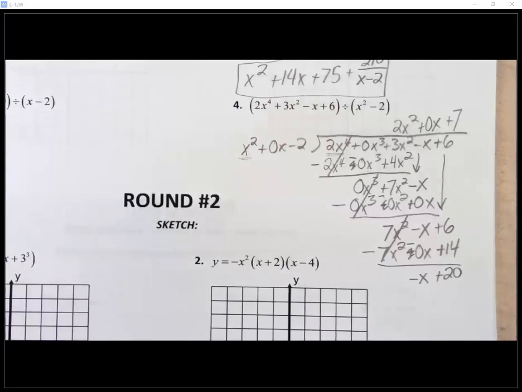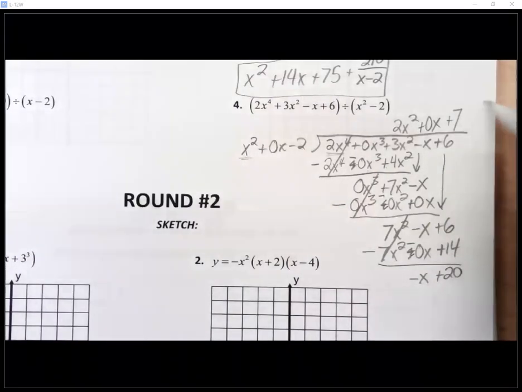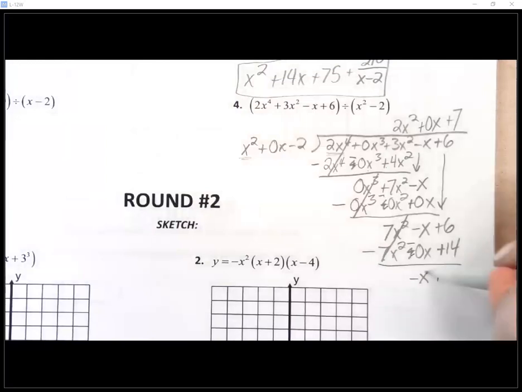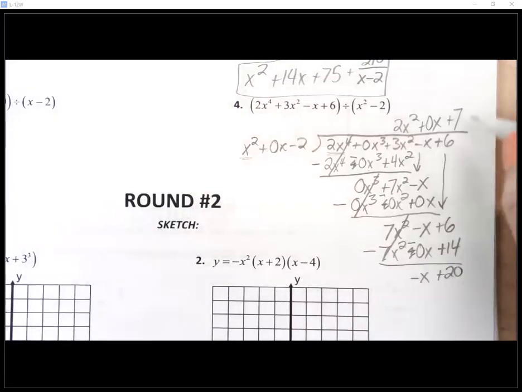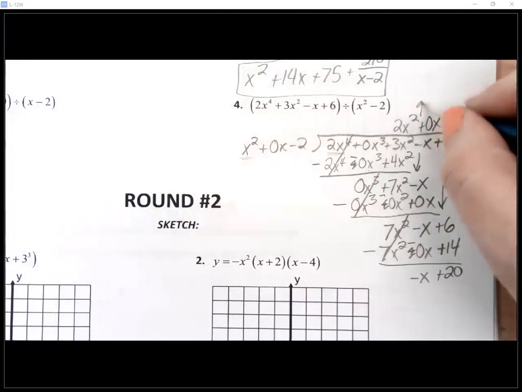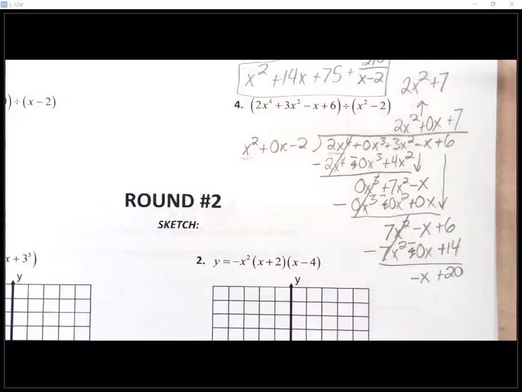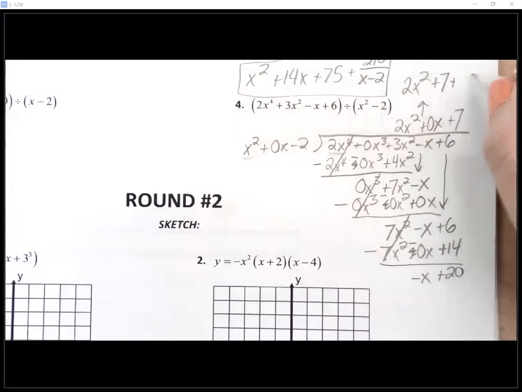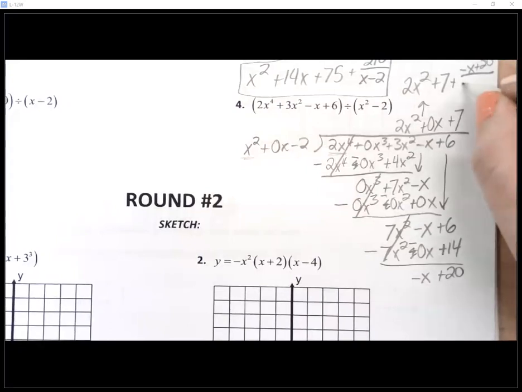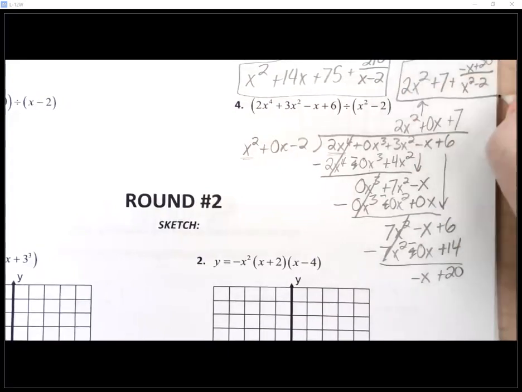This one's kind of weird because this remainder is a binomial. So normally I would just write minus and then the remainder on top. But since it's a binomial, I'm going to write it like this. I'm going to stick it in right here. So I'd have 2x squared. I don't need the 0, so I just have a plus 7. And then I'm going to do plus negative x plus 20 over x squared minus 2. And that's my answer for this one.